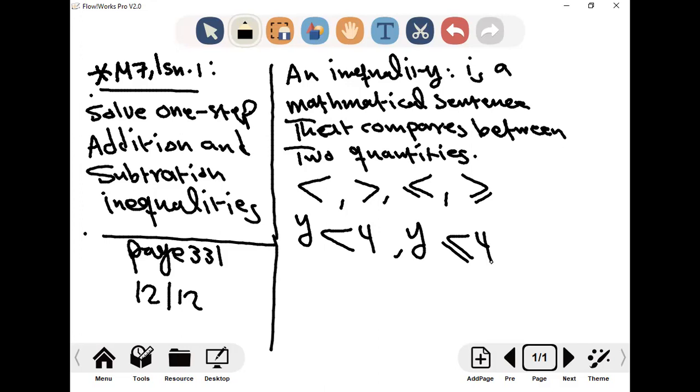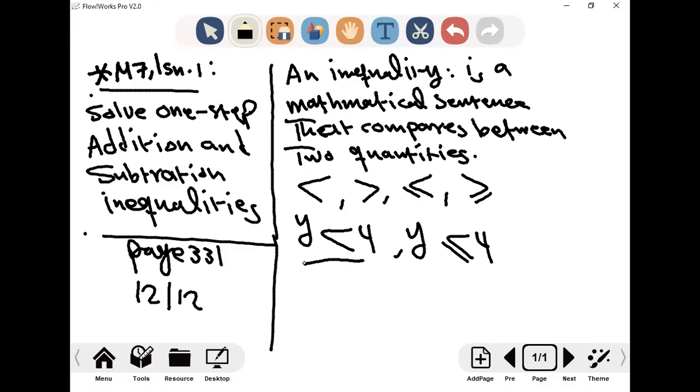What are the numbers that are less than 4? Half, 2.7. Do we know how many numbers are less than 4? No. In equations, when we solve the equation, how many solutions do we have? We have x equal 4, right? One solution. But in inequalities, it has infinitely many solutions. Here, any number less than 4 is a solution.